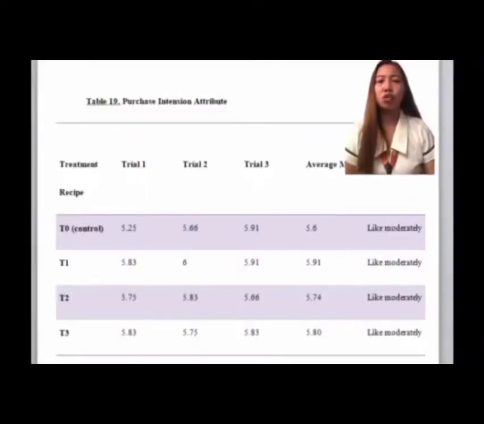Let's proceed now to Table 19, which is the purchase intention. As you can see on the screen, the table shows the acceptability of aloe vera brownies in terms of purchase intention. T0, the control, has 5.6 with a description of moderately, T1 has 5.91, T2 has 5.74, and T3 is 5.80, with a description of moderately.